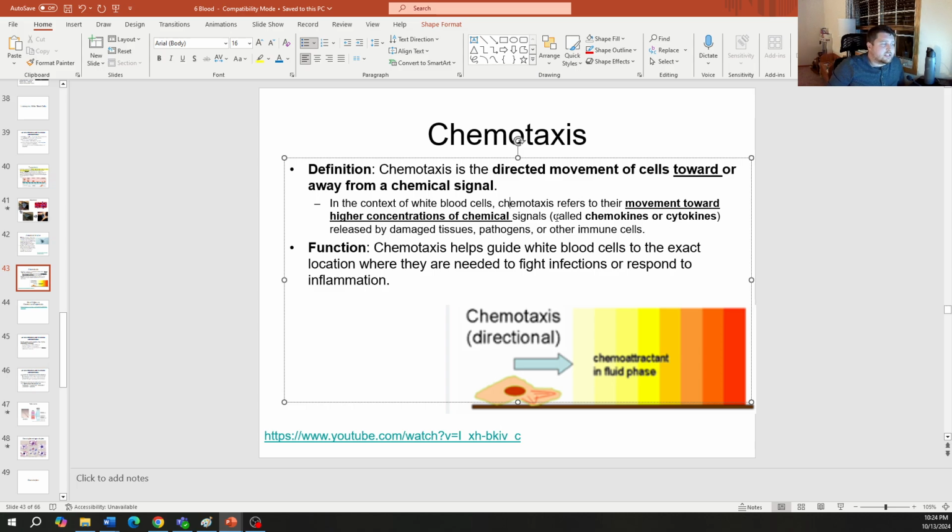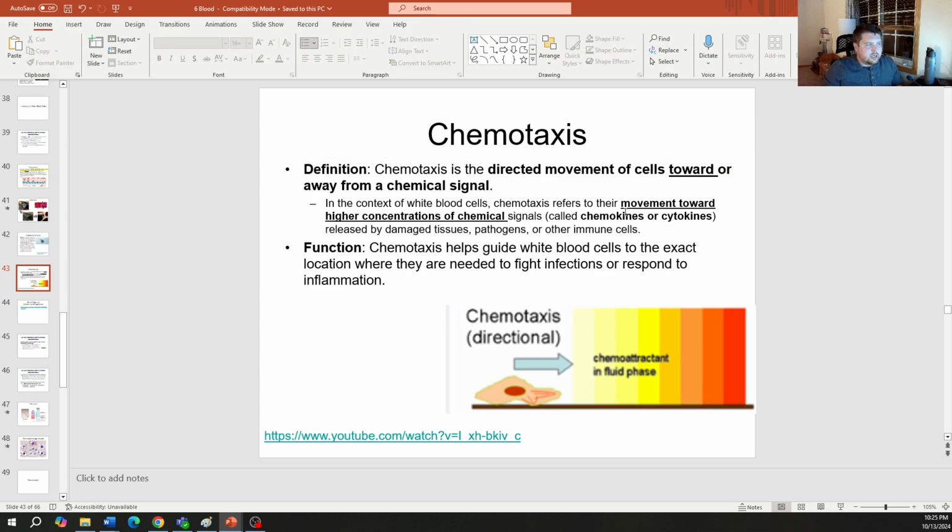Whenever a cell gets injured or damaged, it releases chemical signals called chemokines or cytokines. These are two of the big chemicals that they can release. Essentially, it's like a call, like a message, like a cry for help. The chemical message gets sent out, and the white blood cells pick up on that, and then they go towards that location. Okay.